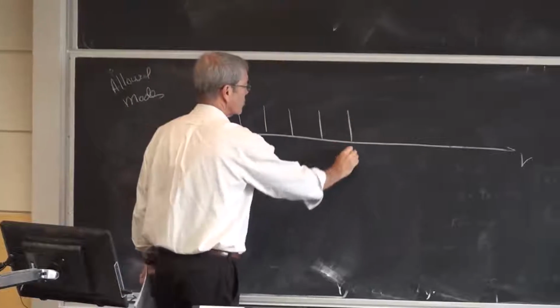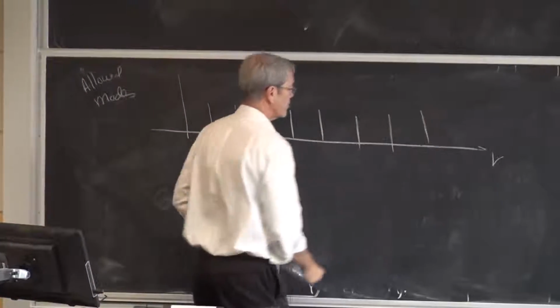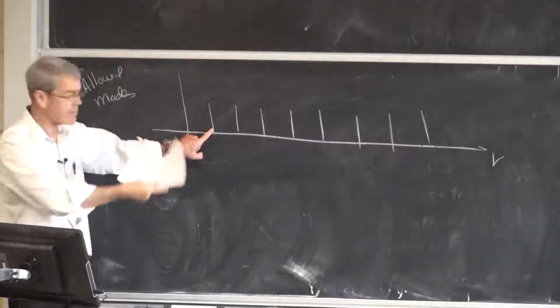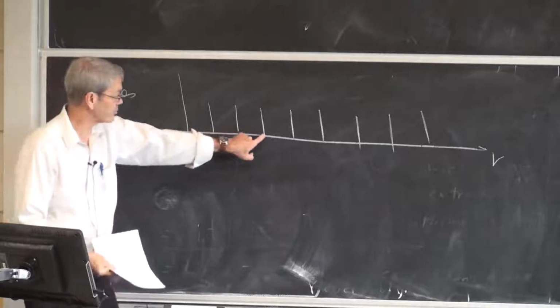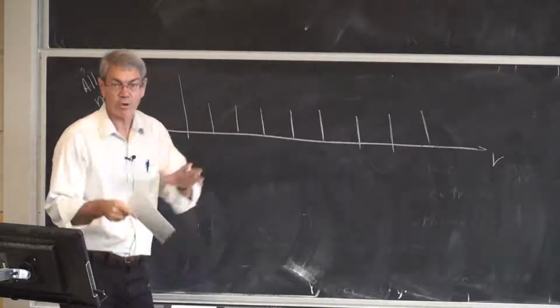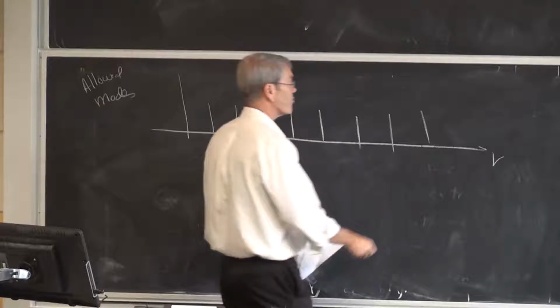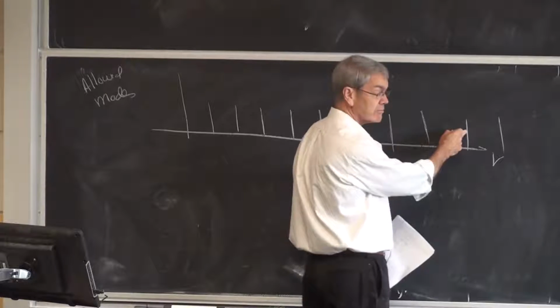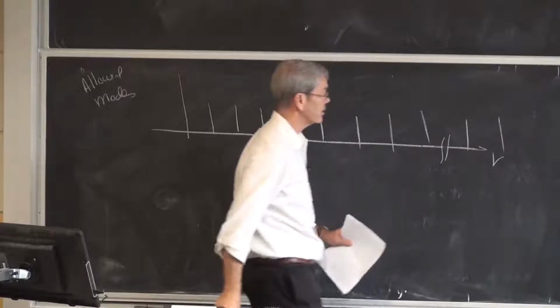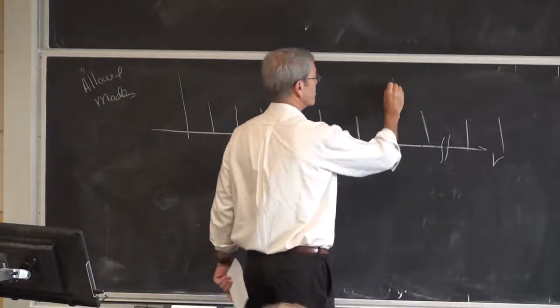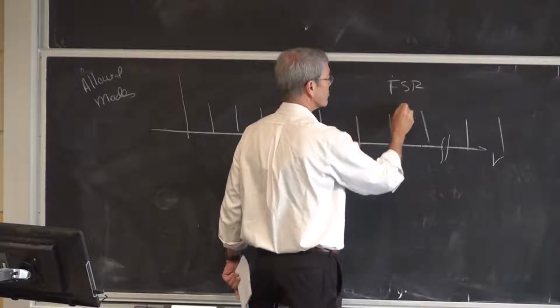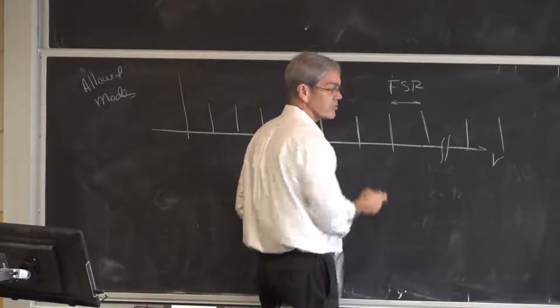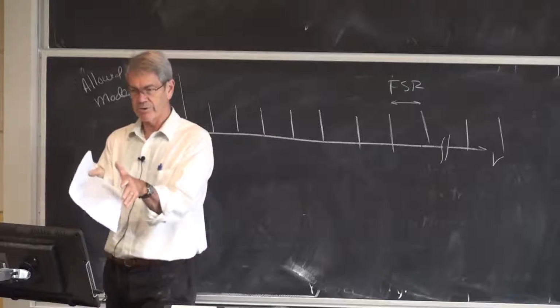So I'm going to have an allowed mode. Here's my first lambda. Here's one that's lambda over 2, lambda over 3, lambda over 4. The frequency goes up linearly. This goes on forever. So here I am at 2 million, 2 million and 1, and so forth. And the distance between any two allowed modes is called the free spectral range. So it's the range between these allowed frequencies.